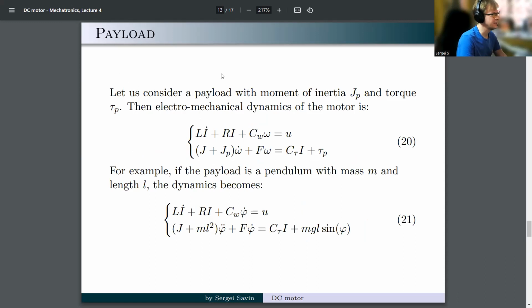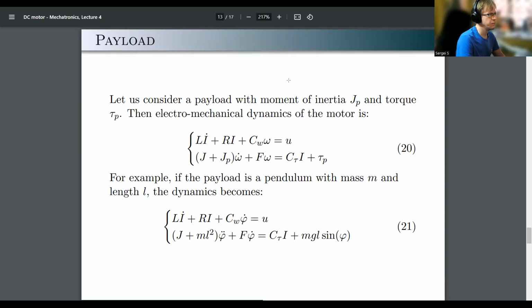First, let us consider the effects that the payload would have on the model. Okay. So let us consider a payload with a moment of inertia J sub p and torque tau p. Okay. So what is a payload? Is something that your motor essentially moves.